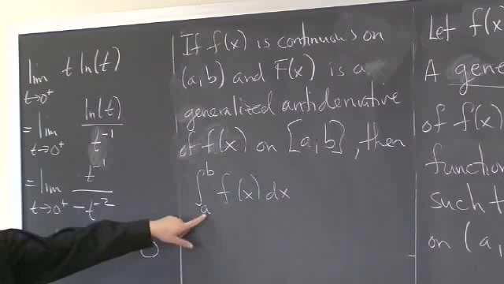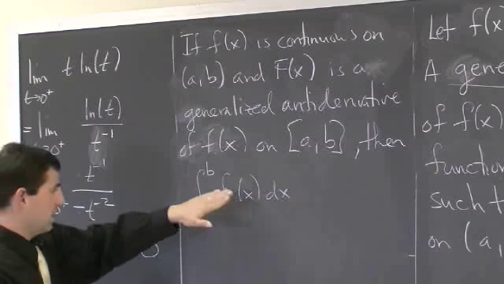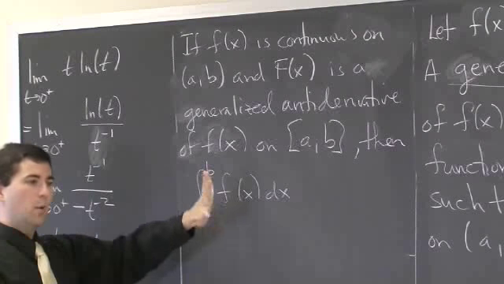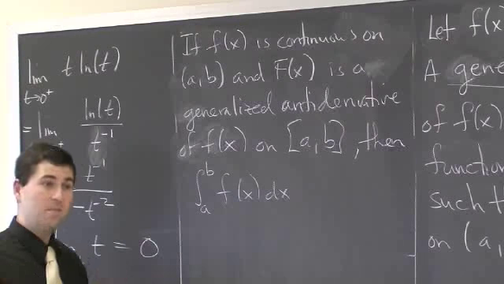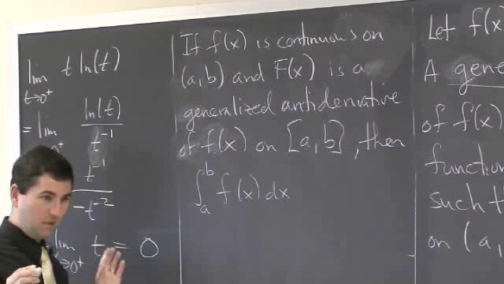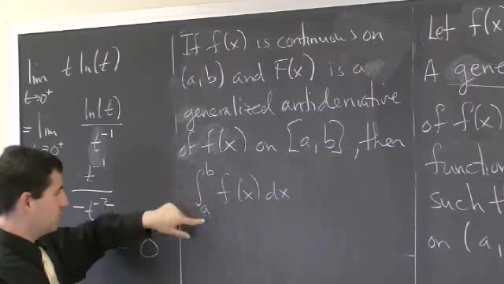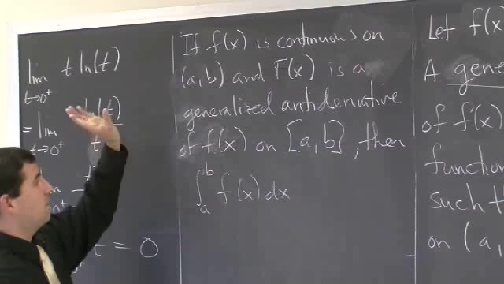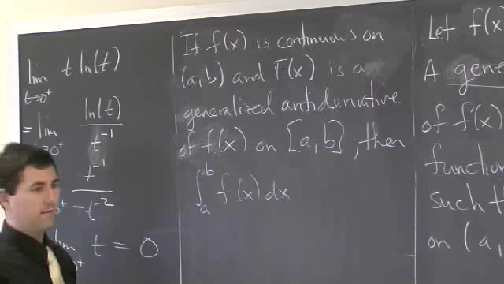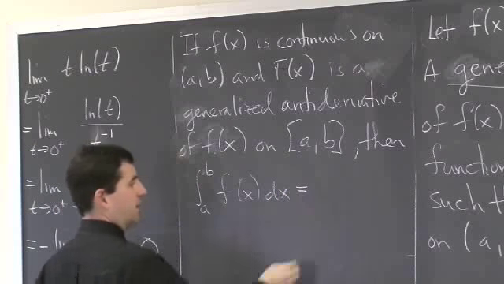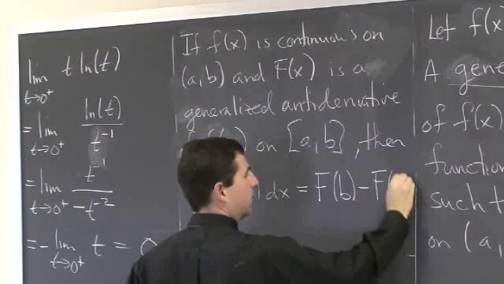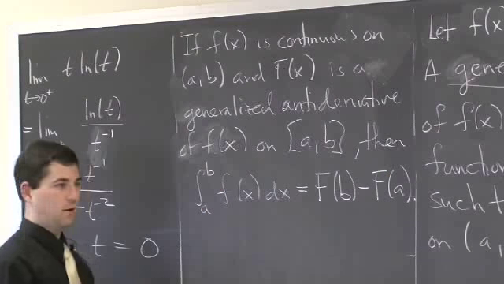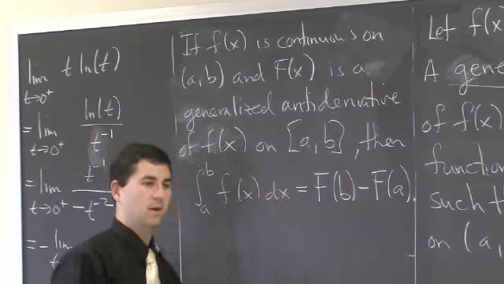Even though normally, if we wanted this to make sense, we would need f of x to be continuous on the closed interval [a, b]. That's what we've always said. But here it's not continuous at either of the endpoints. But if we have a generalized antiderivative, then we can actually evaluate it, and it's exactly what the fundamental theorem tells us it should be. You can evaluate the antiderivatives at the endpoints.